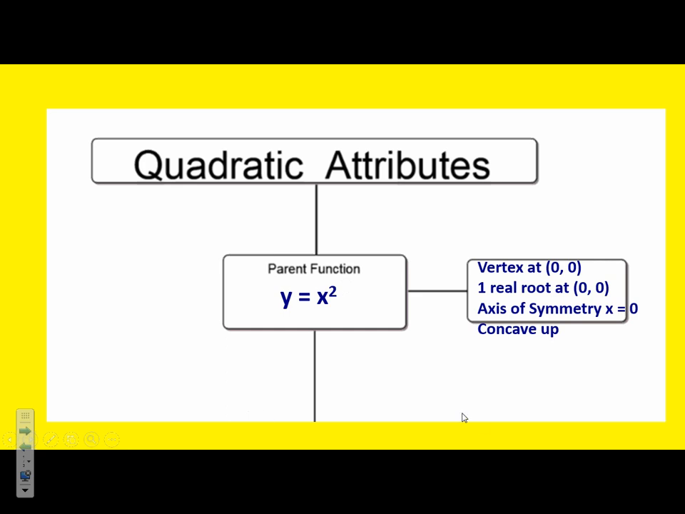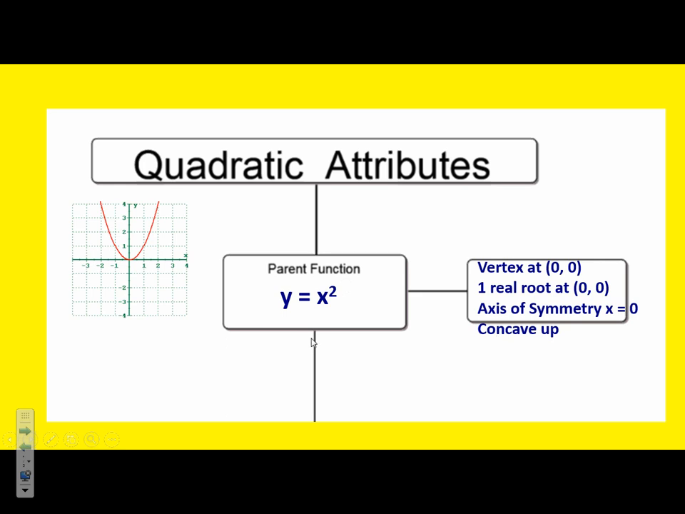And it's concave up. So to give us a view of our quadratic parent function and what it looks like, it's this graph right here. Our vertex is right here at 0, 0, and it does touch the axis there as well, so that's also our root. The axis of symmetry would be a vertical line that would cut it in half. And concavity: which way is the U facing? Is it pointing upward or is it pointing downward? In this particular case, the parent function is pointing upward, and we call that concave up.